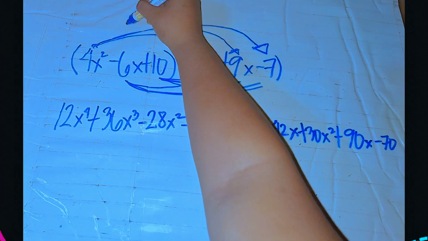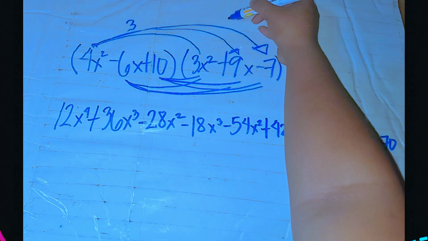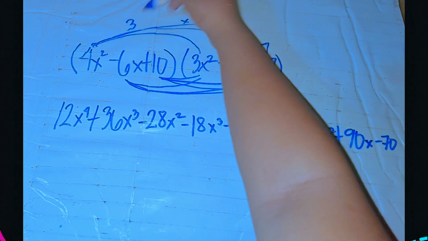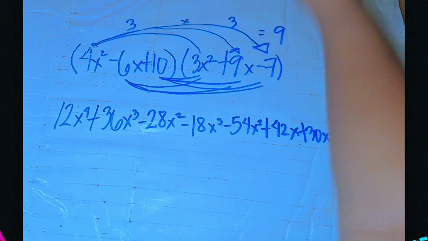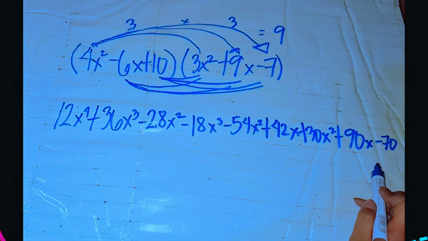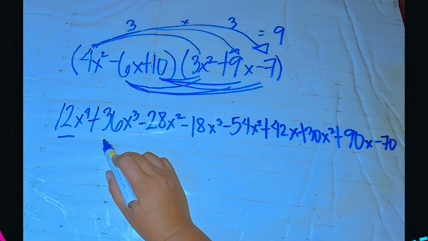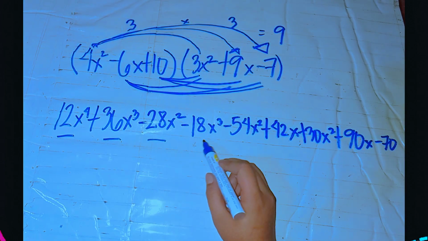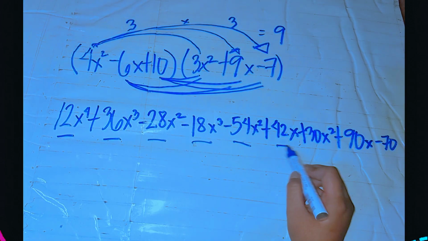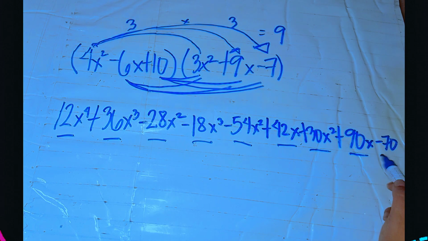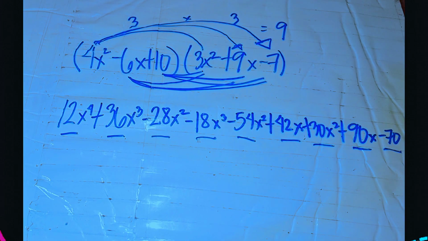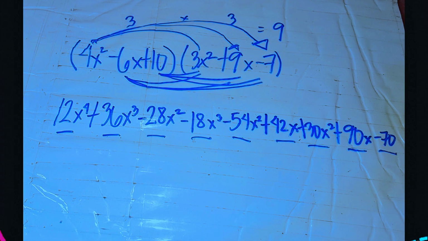We have 3 terms here and 3 terms here. 3 times 3 is equal to 9. Let's check if we have 9 terms here. 1, 2, 3, 4, 5, 6, 7, 8, 9. Then, let's proceed to combining like terms.